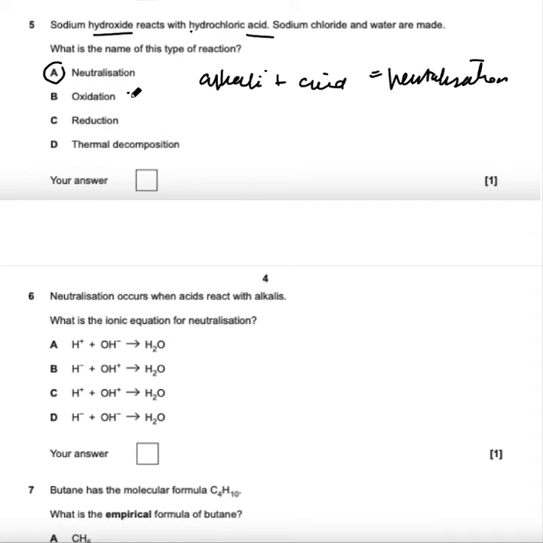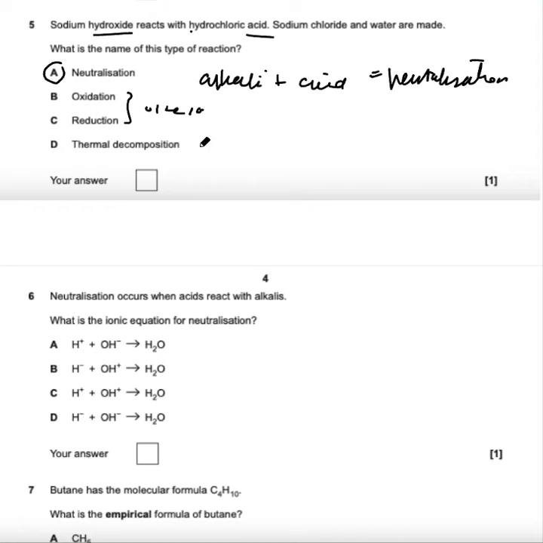Oxidation and reduction, so you're thinking of OIL RIG. Oxidation is the loss of electrons, and reduction is the gain of electrons. So what you're looking for here is any change in electron number. That's when these would count as oxidation or reduction.